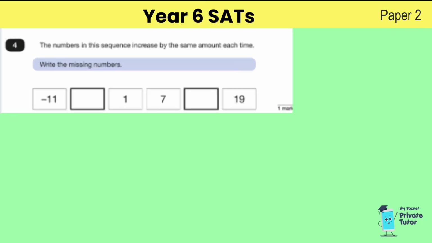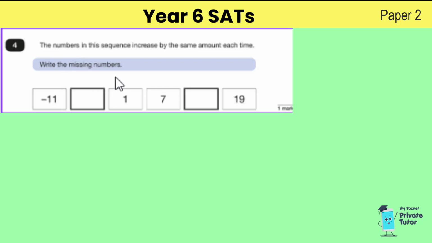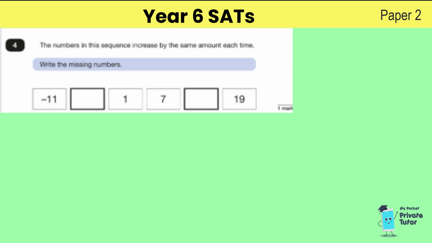Question 4, the numbers in this sequence increase by the same amount each time. Write in the missing numbers. So you can see that we have 2 spaces to fill in, this one and this one. All we need to do is figure out what the difference is between each number. Now we have 2 numbers that are next to each other, so this is going to be the key for finding out the difference. We just need to see what the difference is between 1 and 7, which is quite simple. You should be able to do that in your head. The difference between 1 and 7 is 6.